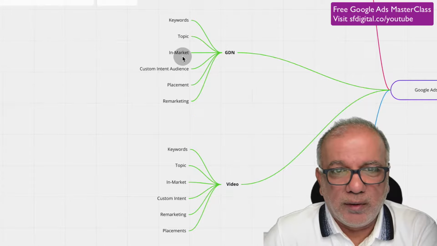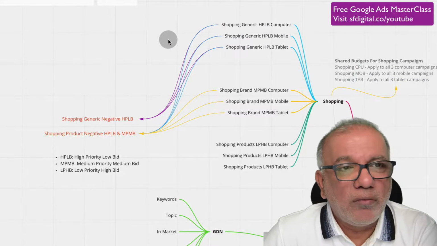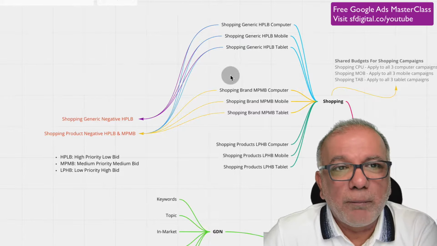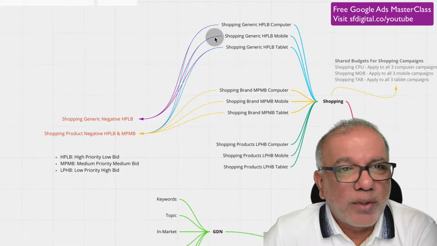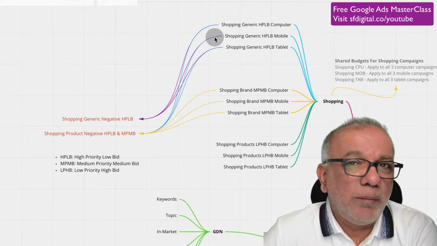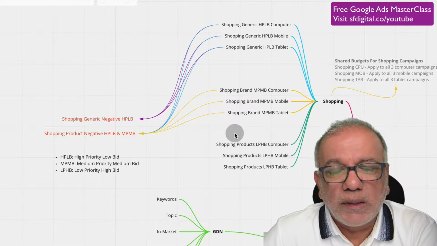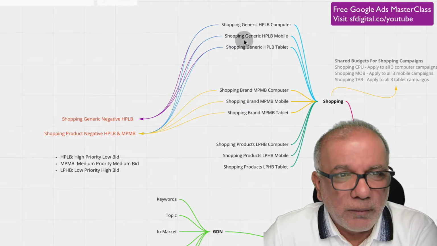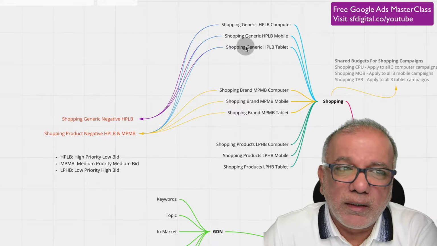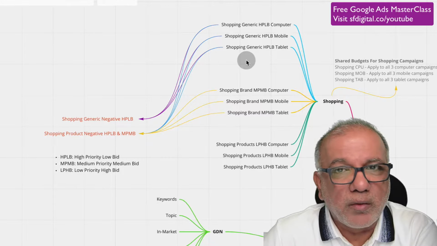The last one which we come to is a shopping campaign, where we have 9 shopping campaigns running at the same time at 3 different levels of priority. One is high priority, medium priority, and low priority. I'm going to go into the shopping campaign in a lot more detail in another video, so I'm not going to cover this in this one. Stay tuned, and it will be uploaded very soon.